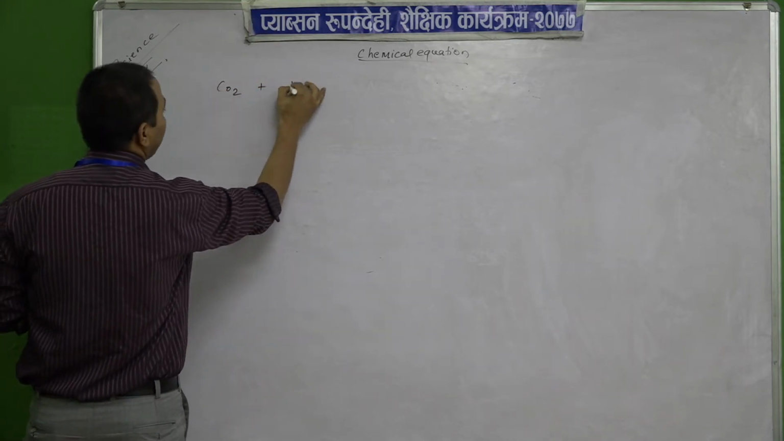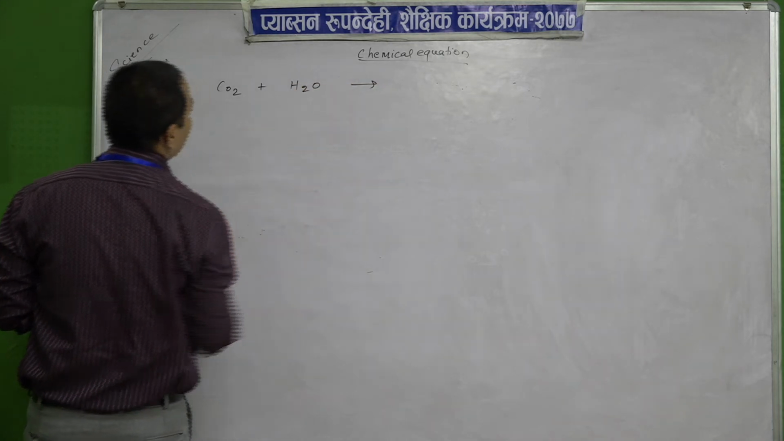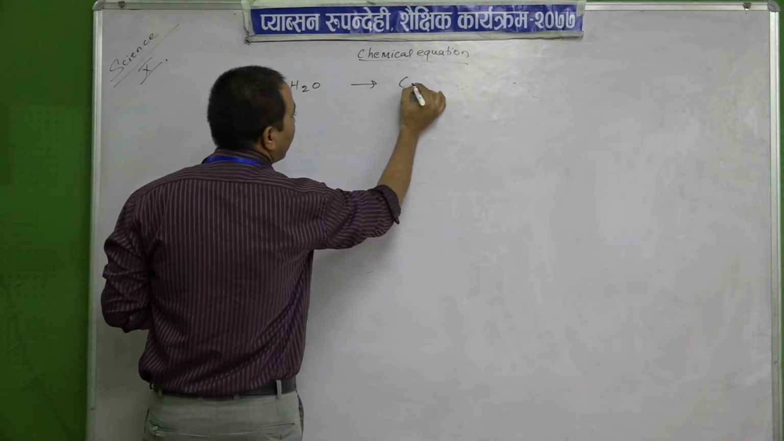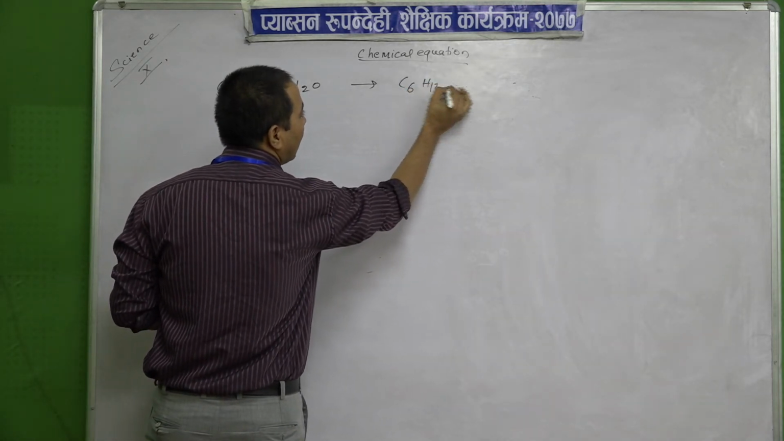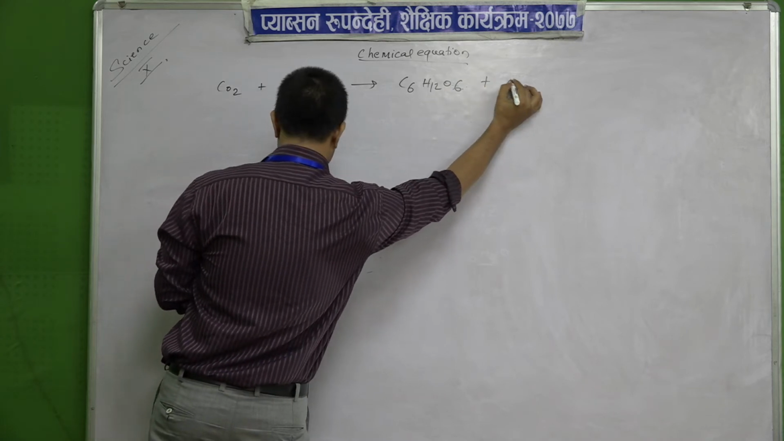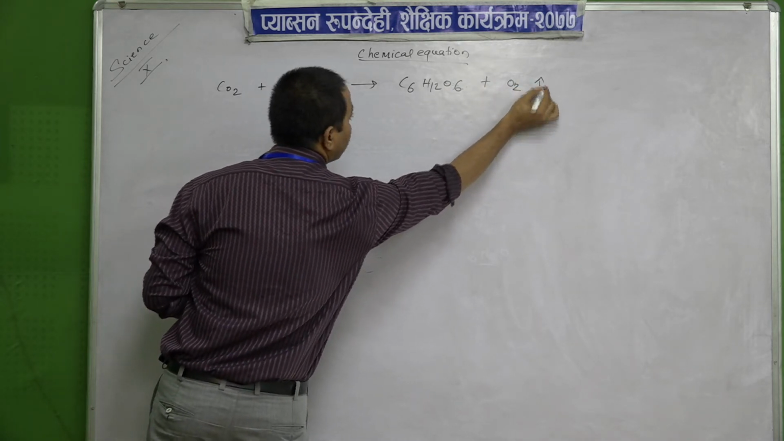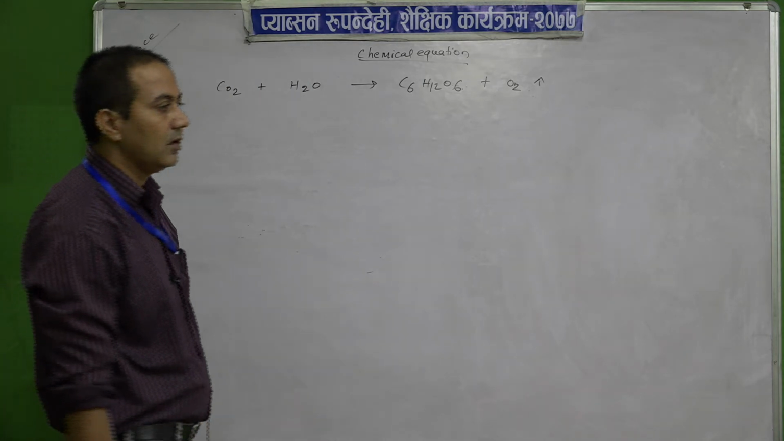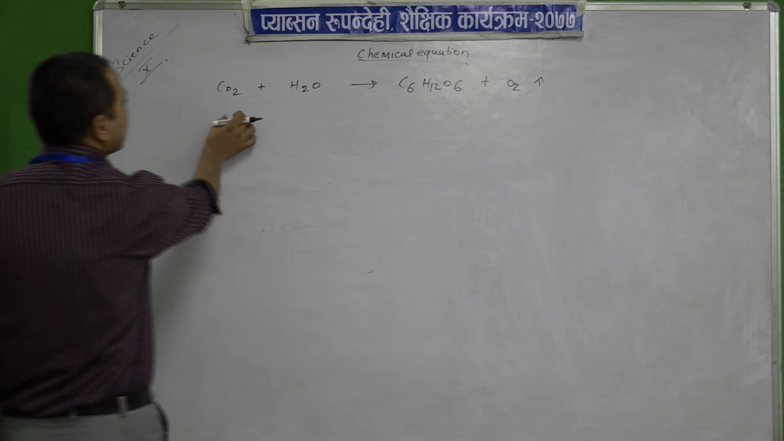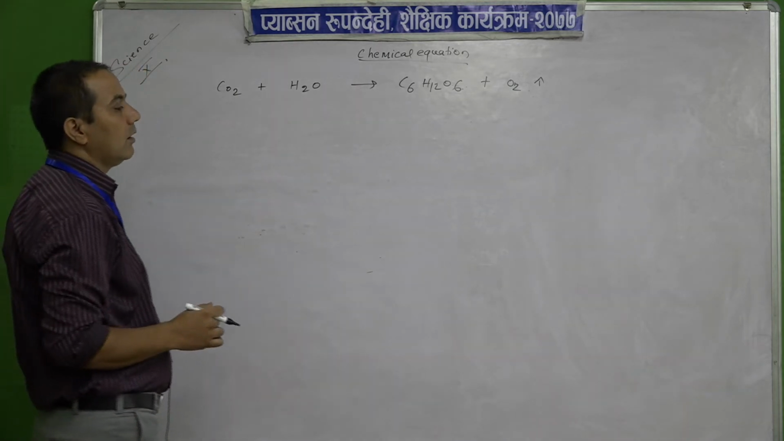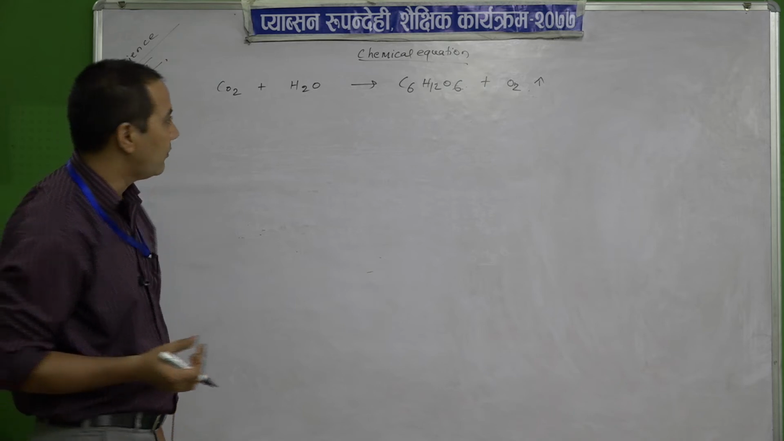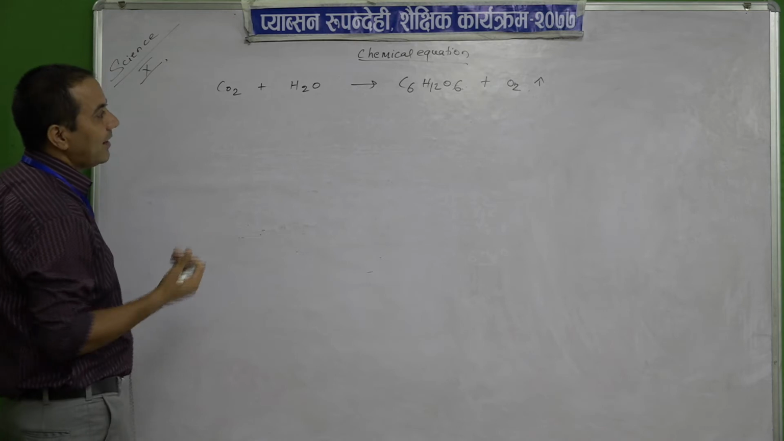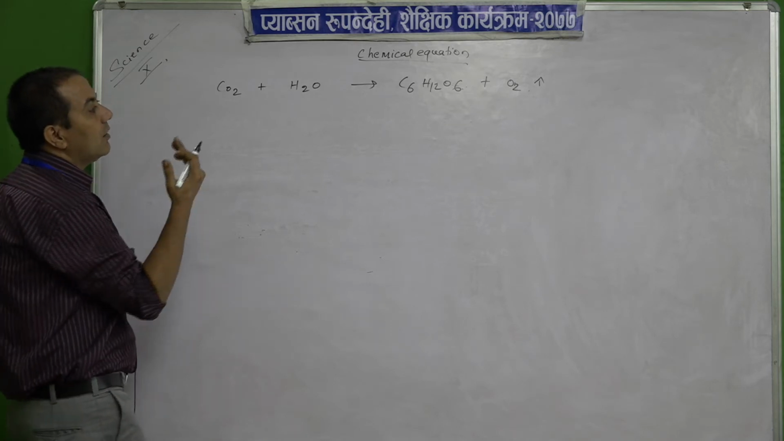CO2 plus H2O. Carbon dioxide and water when react with light, then C6H12O6 plus O2. Oxygen release. So it is the photosynthetic reaction, isn't it? During photosynthesis, carbon dioxide and water react in the presence of light and chlorophyll, and change into glucose and oxygen. Now it is very difficult for us to know what number we should put.